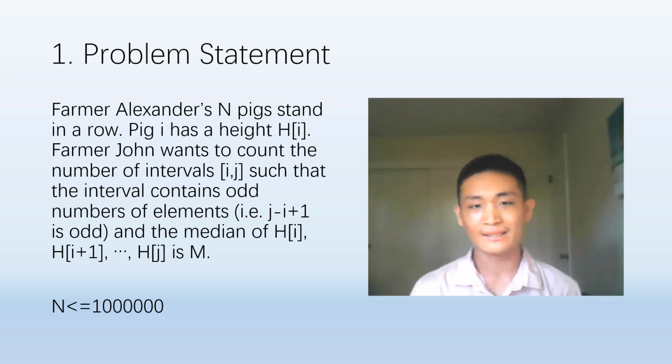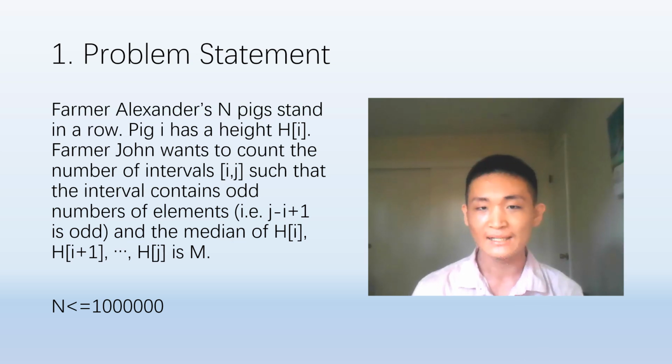Farmer John's n pigs stand in a row. Pig i has the height h of i. Farmer John wants to count the number of intervals i and j such that the interval contains an odd number of elements, that is, j minus i plus 1 is odd, and the median of h of i, h of i plus 1, all the way to h of j is m.